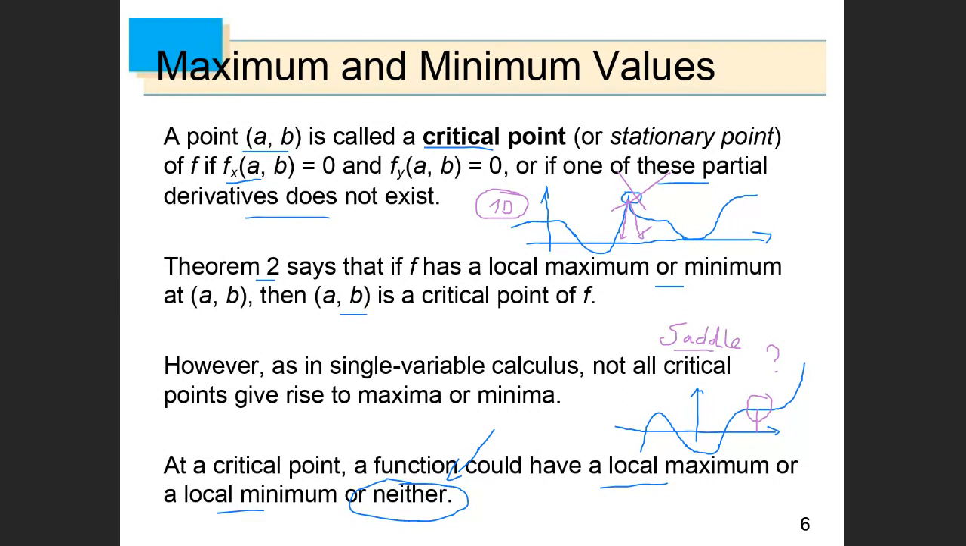Saddle, guys, what does it mean in English? The equivalent in Arabic is a riding saddle. Okay? Got it? So this might happen at a local minimum and local maximum or at a saddle point. And you can imagine that the same thing could happen with two-variable functions.